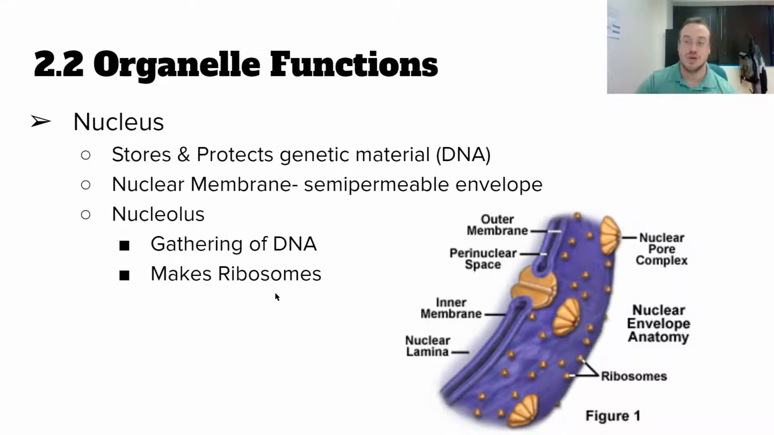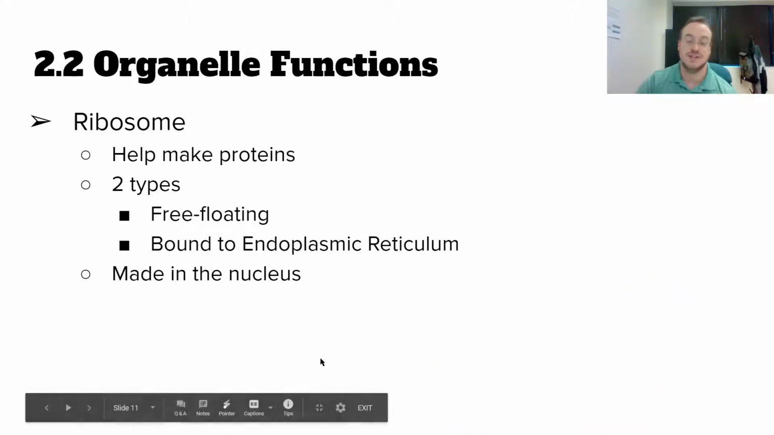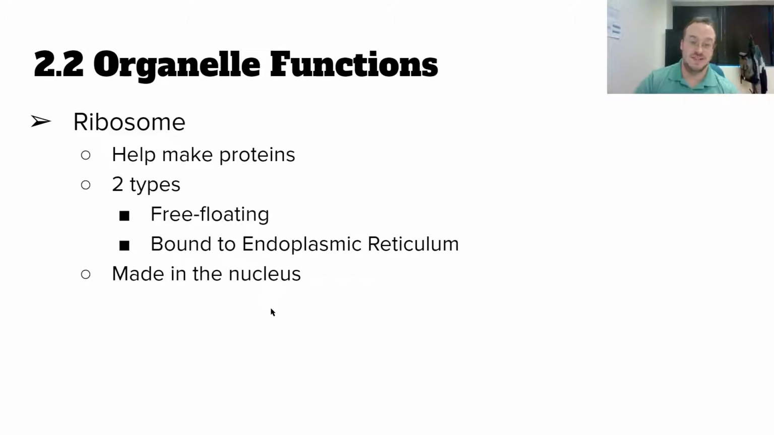The nucleus is where the DNA is gathered, and it functions to protect it and to make ribosomes. So ribosomes are made inside the nucleus. A ribosome helps make proteins. Proteins are what allow your body to do things on a very, very tiny level. All right. There are two types of ribosomes: free floating, which are just floating throughout the cytoplasm, and they can also be bound to the endoplasmic reticulum, which is called ER. The ones that are bound to an endoplasmic reticulum make the endoplasmic reticulum a rough endoplasmic reticulum. Remember, they are made in the nucleus.